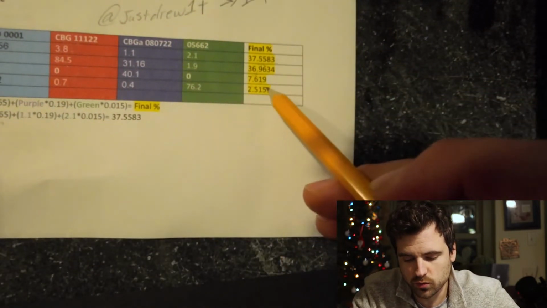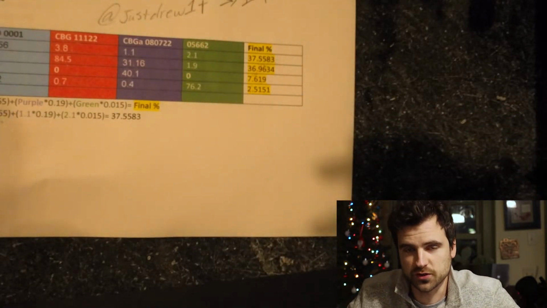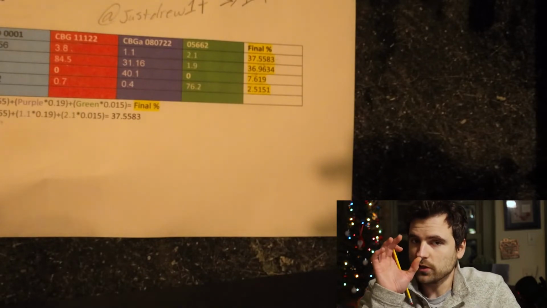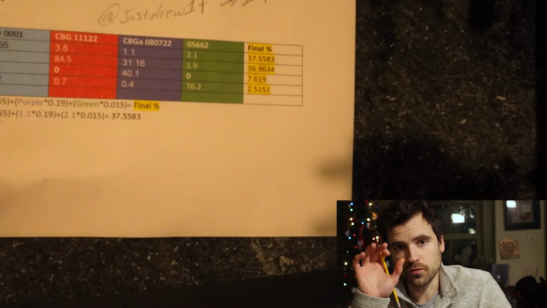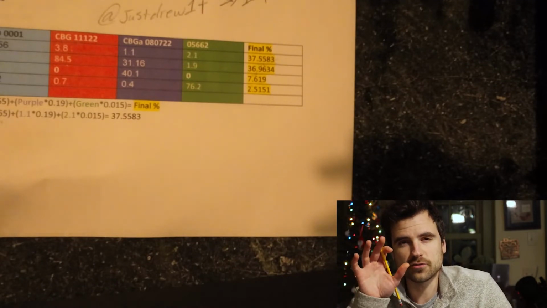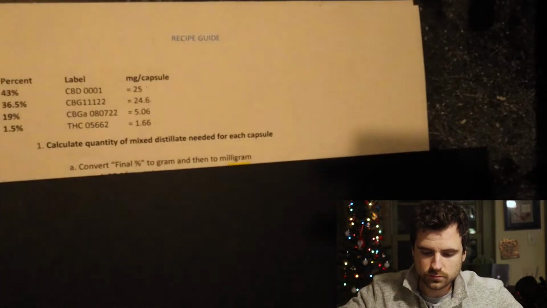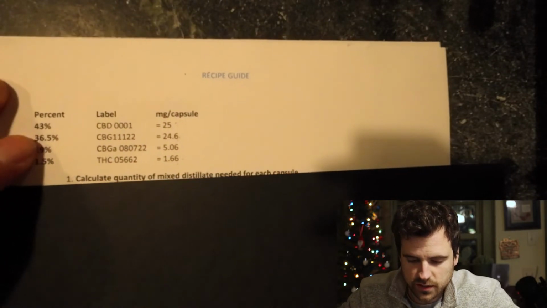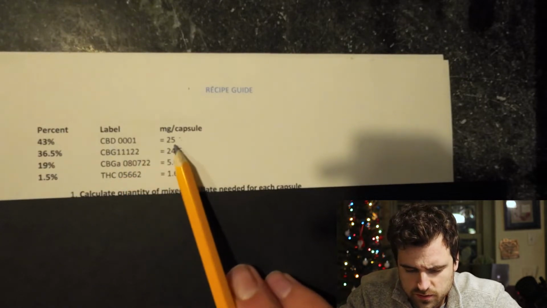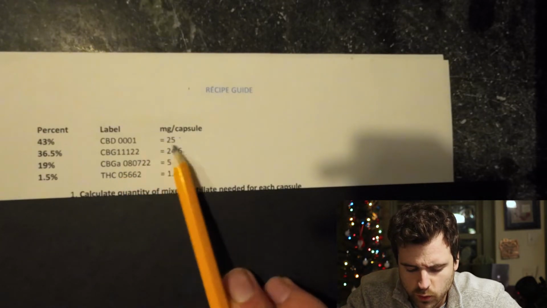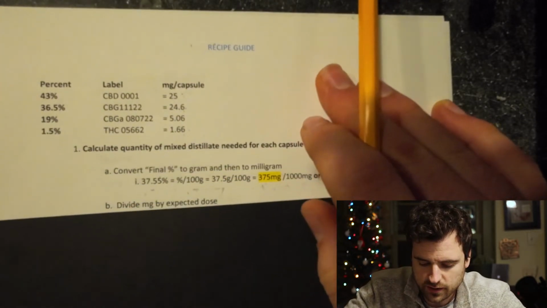So now, how do you turn this percentage into what you're going to get when you put this oil into a capsule? How do you really specify, okay, I want CBD 25 milligrams per capsule? Well, there's your start. That's how you start. Let's focus on one cannabinoid at a time. Okay, so we're going to be focusing on our CBD. So we want 25 milligrams. That's what the customer wants. And here's how we get that.